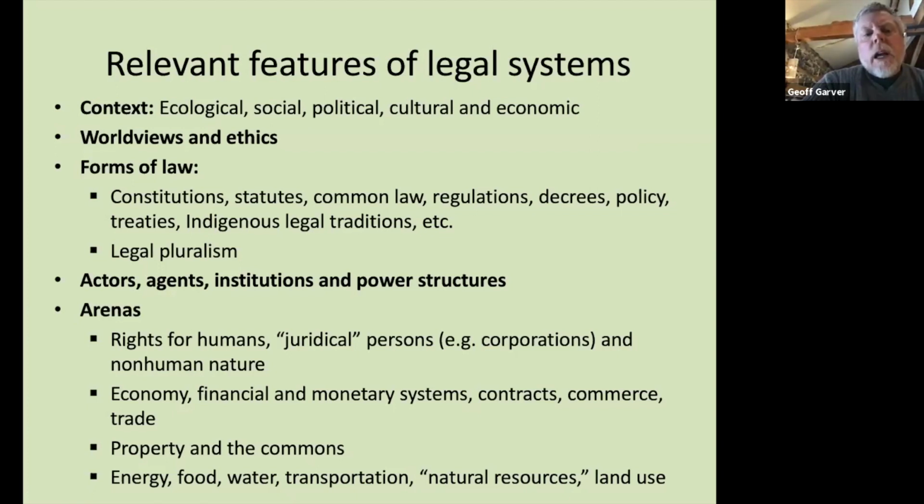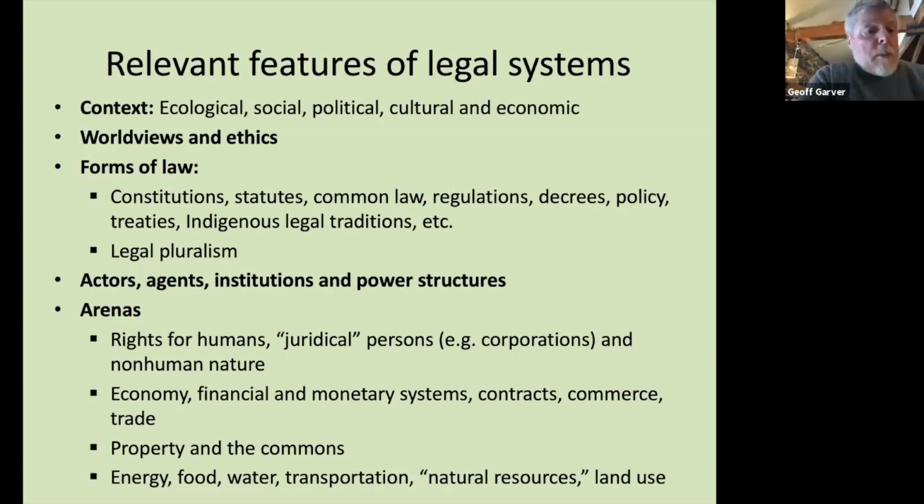And underlying at least all of those human-created systems are always a set of worldviews and ethics that have to be taken into account. And ecological law case studies, I think if they're done well, are going to have to address some of those questions of worldview, as well as more superficial aspects of the situation that are being addressed.